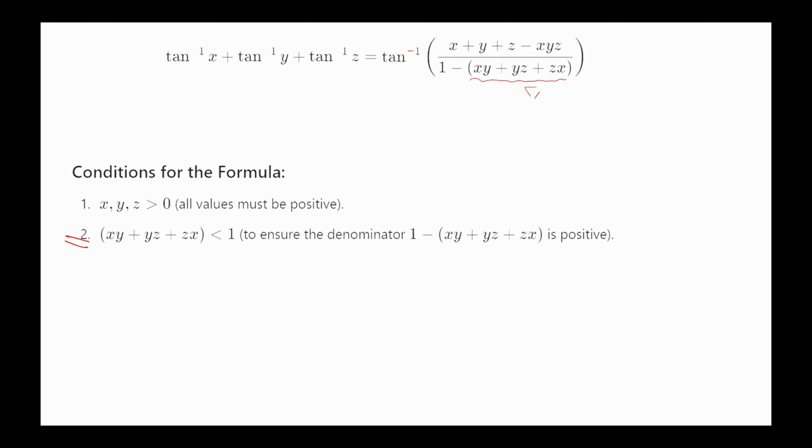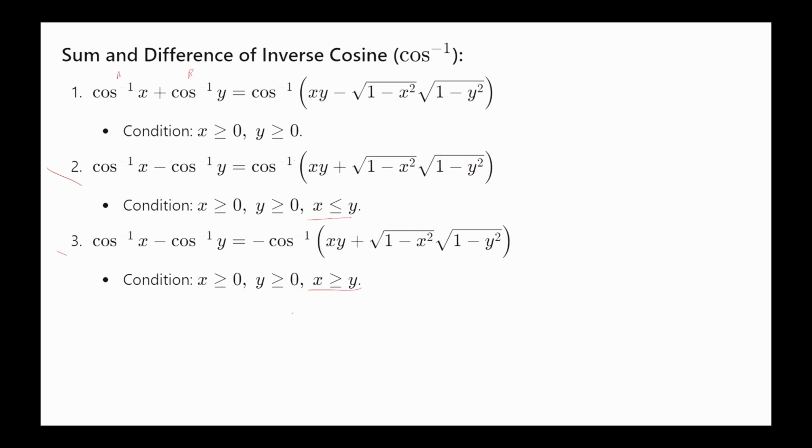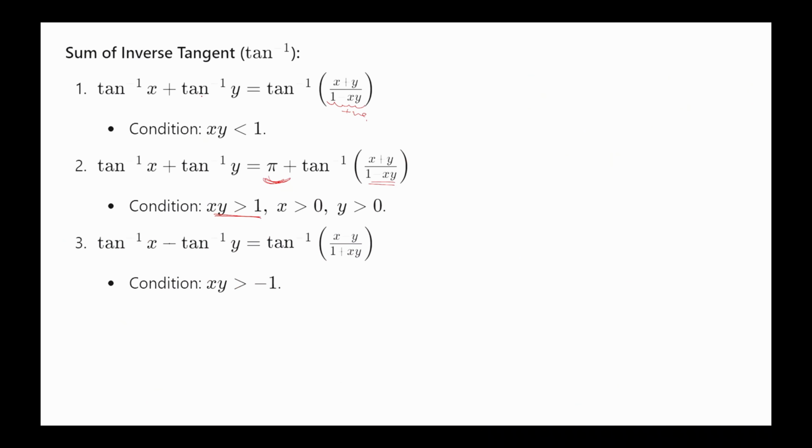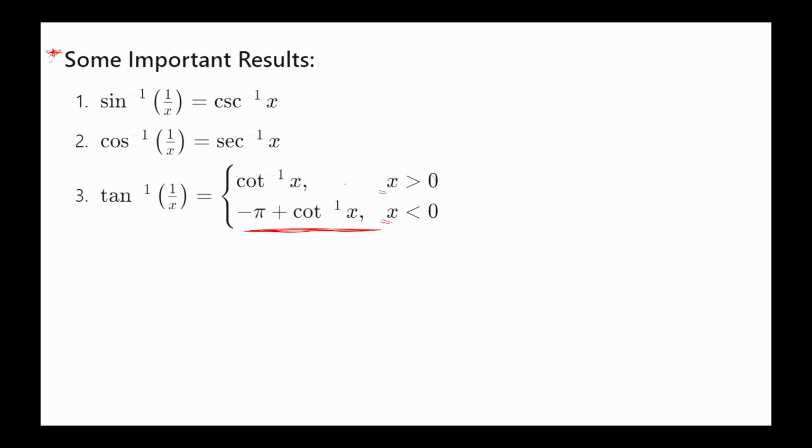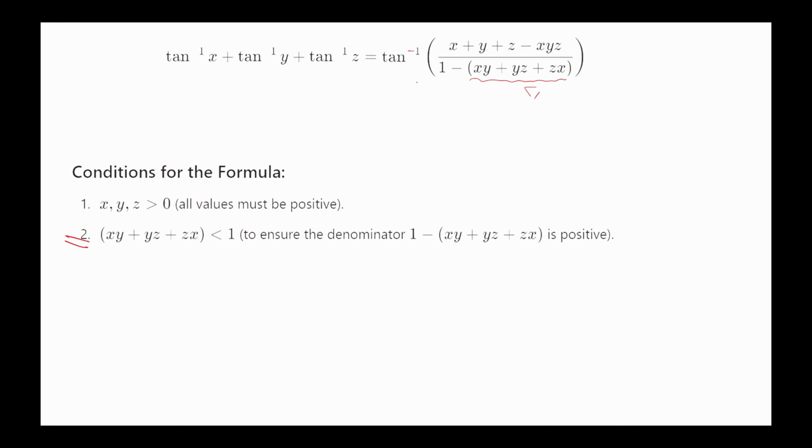Had my denominator become negative, then of course what would it become? It would become pi plus tan inverse x, or pi minus tan inverse x, as per the formula we studied before. Here also we studied that if my xy is greater than 1, then it would become pi plus tan inverse x. Similarly, here I would have pi plus tan inverse x if this condition is not satisfied. So keep this in mind.